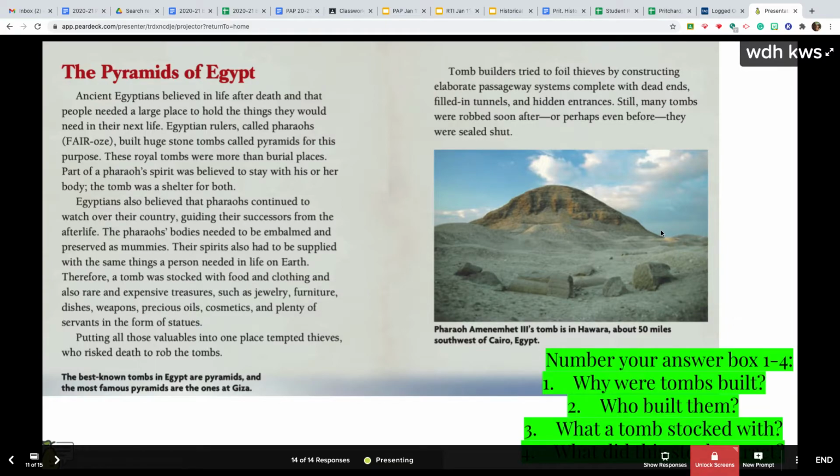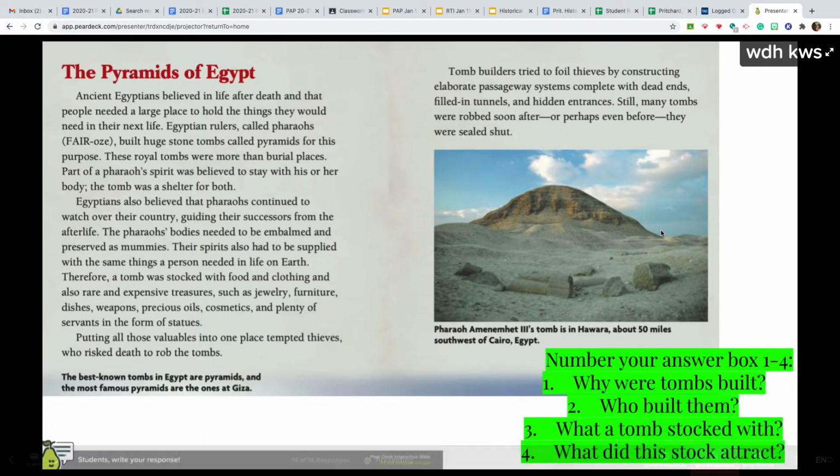Okay, why were the tombs built? To hold their... Okay, what? Why did they bury them with a bunch of things? For their afterlife, because they believed that they were going on to this new life and they needed all of their possessions and things to go with them. Who built them? Pharaohs, the Egyptian rulers. Yep, pharaohs, which were the Egyptian rulers.